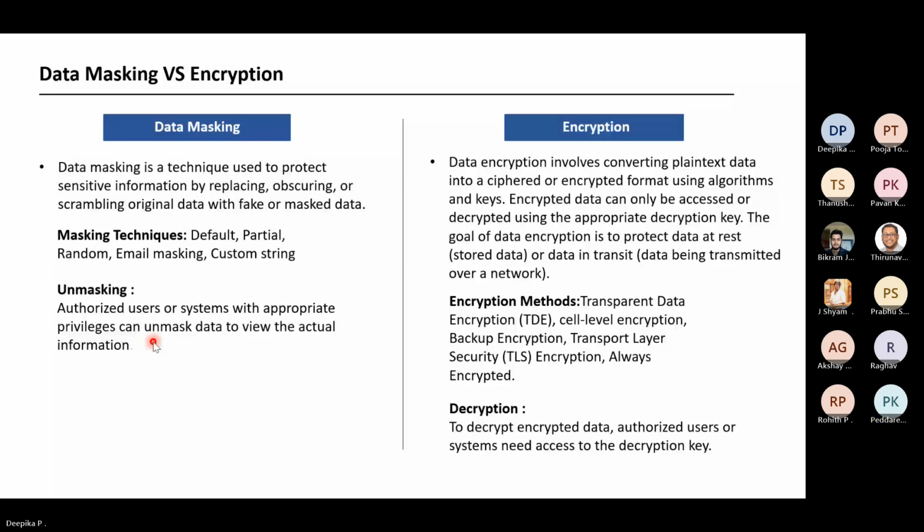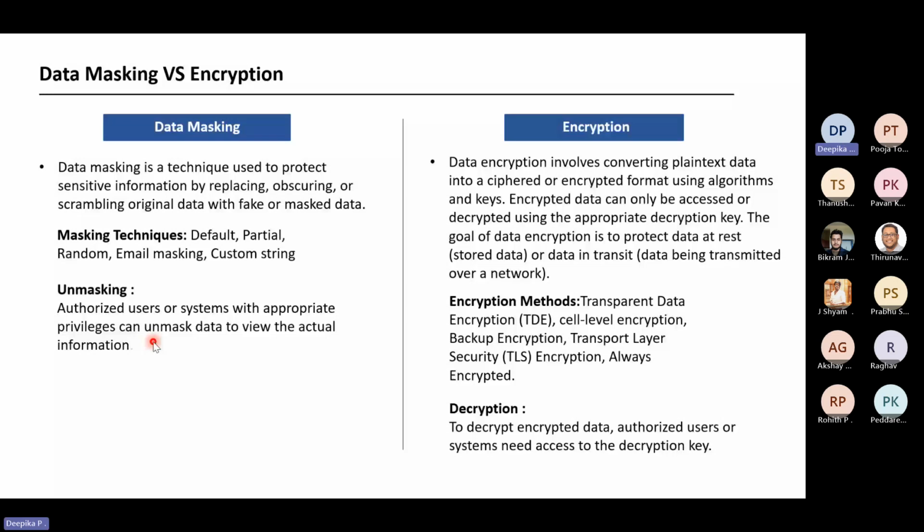In unmasking, we can give certain permission to the user. We can grant the unmask permission to the user, and with that, they can unmask and see the data. With encryption, we need to get the decryption key, and only then can we decrypt and view the data. So this is the difference between data masking and encryption.